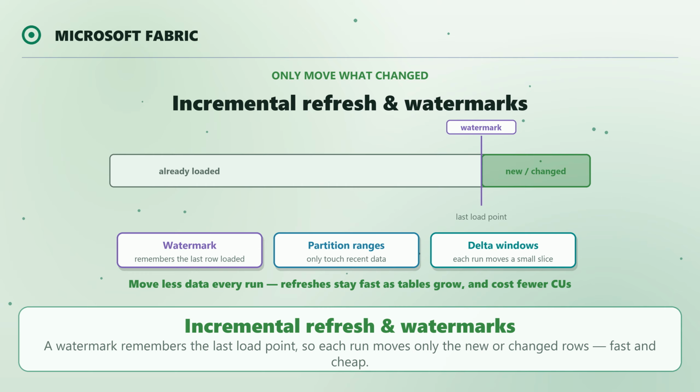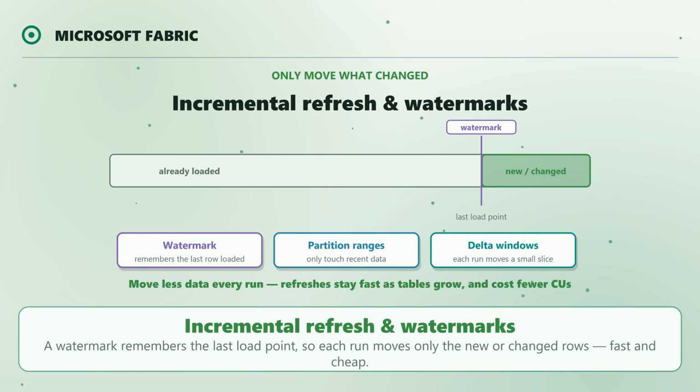Incremental refresh fixes that with a watermark, a marker that remembers the last point you loaded up to, usually a timestamp or an incrementing key. On the next run, Data Factory moves only the rows added or changed since that watermark, then advances the marker to the new high point. You can refresh by partition ranges, so you only ever touch recent partitions and leave the historical ones alone, and each run works in small delta windows instead of scanning the whole history. The result is that your refreshes stay fast and flat, even as your tables grow into the billions of rows.